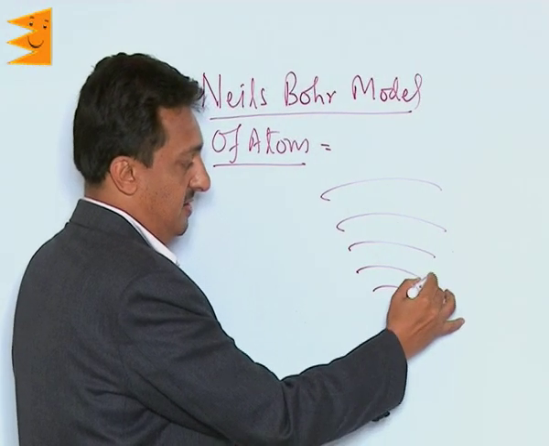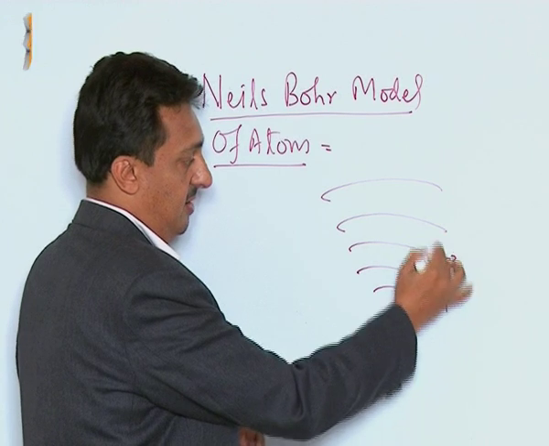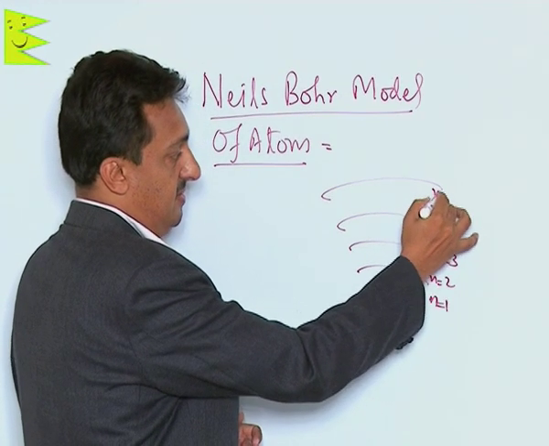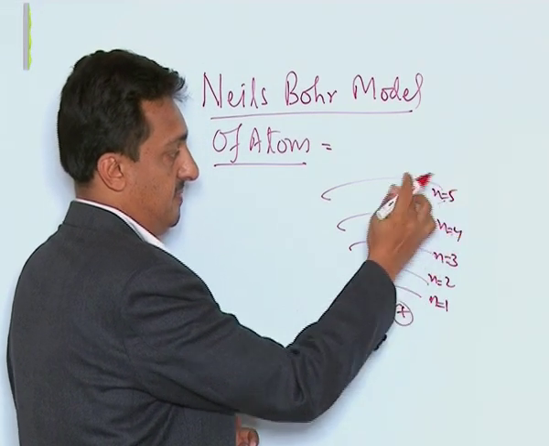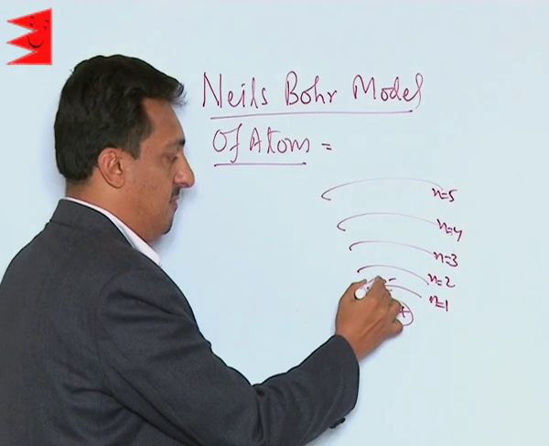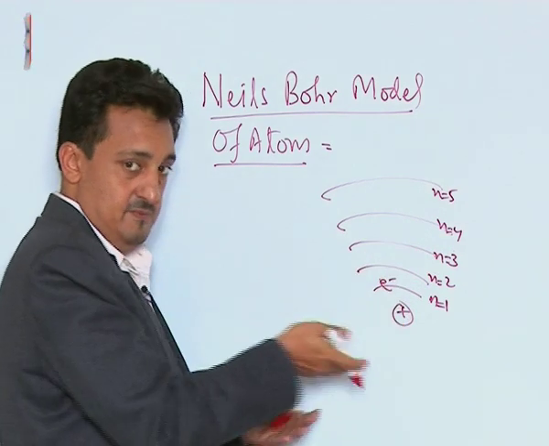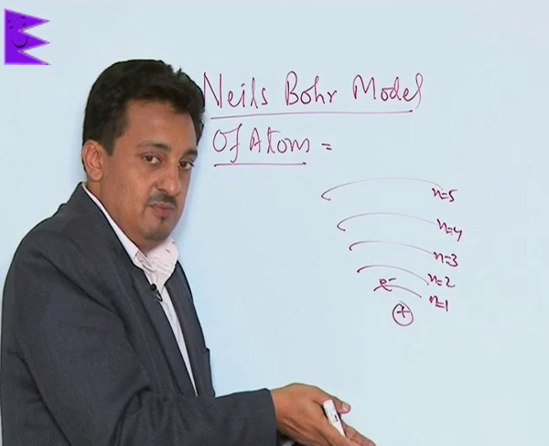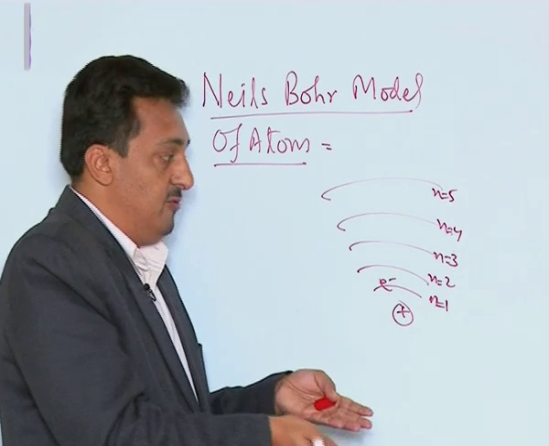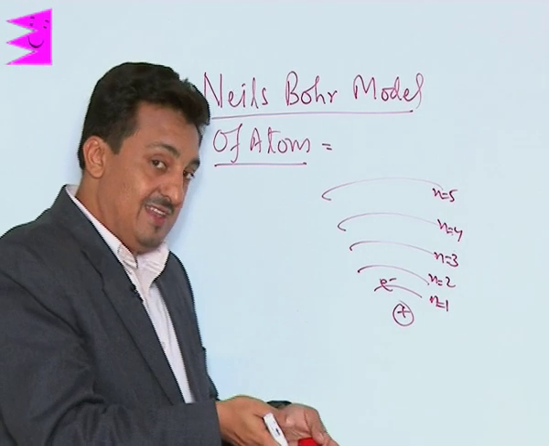This is the first orbit, this is the second orbit, this is the third orbit, this is the fourth orbit, this is the fifth orbit. Now the electron from the first orbit gets excited, because in order to make this electron move to the higher energy level, we have to definitely increase its energy.